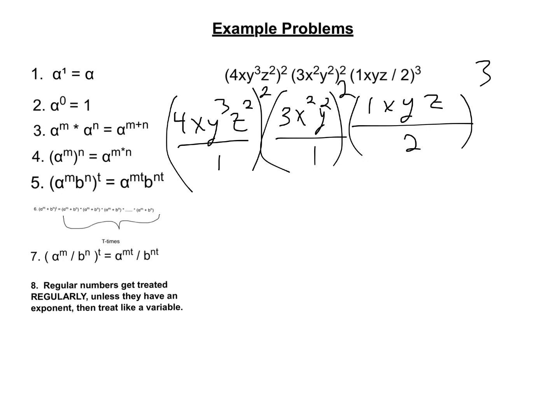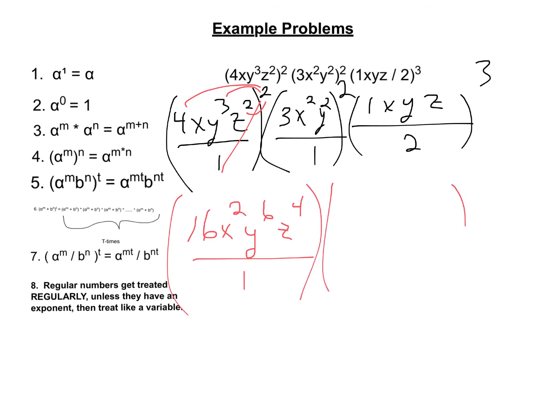Alright, so I'm going to start here. Hopefully you've worked ahead of me a little bit. 4 squared is 16. X being squared is x squared. Y cubed squared is y to the 6th. Z squared squared is z to the 4th. Over 1 squared is 1. Okay, here, 3 squared, 9. X squared squared is x to the 4th. Y squared squared is y to the 4th. 1 squared is 1.